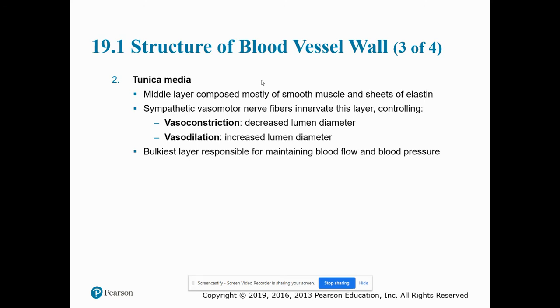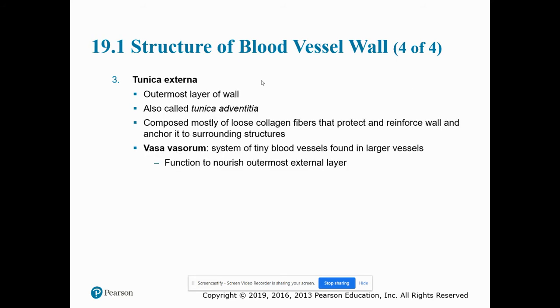Then there's the middle layer, the tunica media, which is composed mostly of smooth muscle and some sheets of elastin. Sympathetic vasomotor nerve fibers innervate this layer, and this is going to control vasoconstriction and vasodilation. Vasoconstriction is a decrease in lumen diameter, and vasodilation is an increase in lumen diameter. This is the bulkiest layer, responsible for maintaining blood flow and blood pressure.